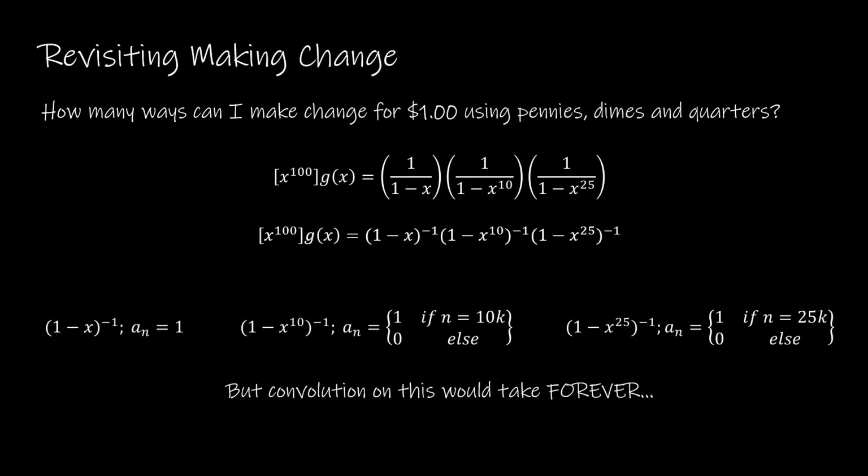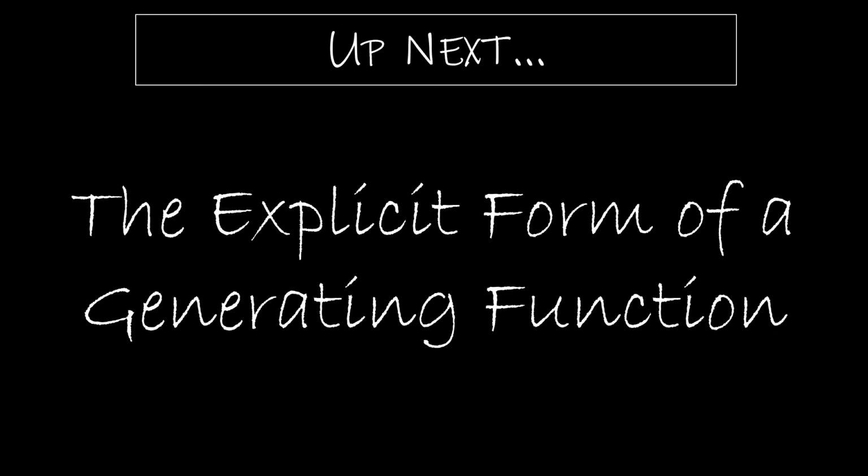I wanted to look back at this question one more time. This is where I'm going to leave this one for you. Convolution would take a really long time, so I'm going to let you try to figure out how to solve this. But I've written each generating function and then how to find a sub n for each one, and then I'll let you figure out how to move forward from there. You can certainly do convolution, or you can approach it in a different way.